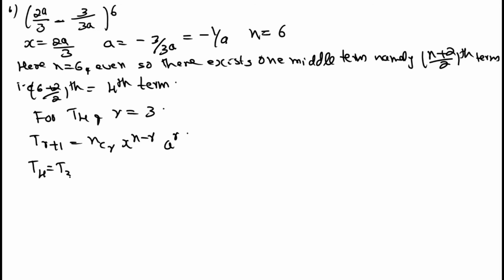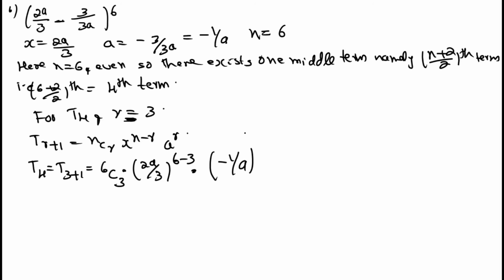T4 can be written as T(3 plus 1). Now r value is 3, so it is equal to nCr, n is 6, 6C3 into x, x is (2a by 3) to the power n minus r, that is 6 minus 3, into a value, (minus 1 by a) to the power r, r value equal to 3. Again simplify this one. T4 is equal to 6C3 into (2 by 3) to the power 3 into a to the power 3. 6 minus 3 is 3, right?